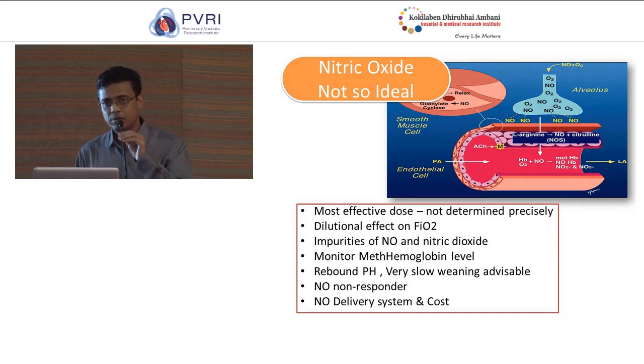There will always be a dilutional effect on FiO2 when we start nitric oxide. One has to be careful about impurities in nitric oxide and monitor the methemoglobin level. 4% is the cutoff. Rebound pulmonary hypertension is usually seen, so sometimes we have to start IV sildenafil before weaning nitric oxide, and it has to be a slow weaning.